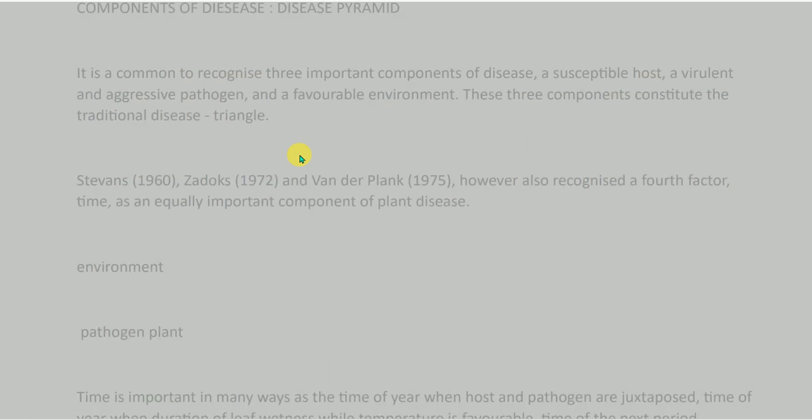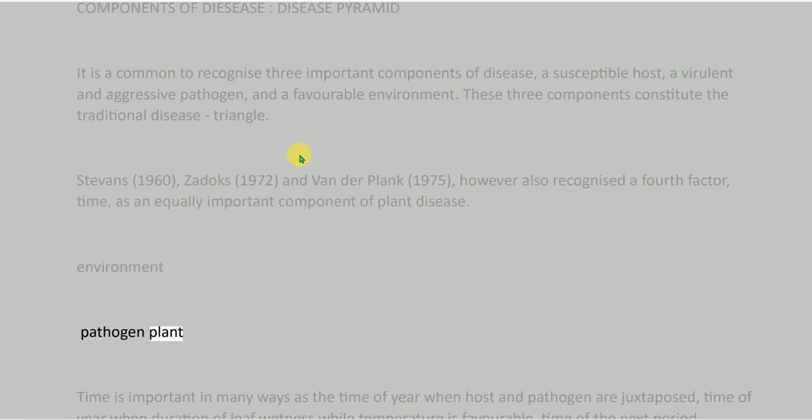Components of disease pyramid. It is common to recognize three important components of disease: a susceptible host, a virulent and aggressive pathogen, and a favorable environment. These three components constitute the traditional disease triangle. Stevens, 1960, Jarrold, 1972, and Van der Plank, 1975, however also recognized a fourth factor, time, as an equally important component of plant disease. Environment, pathogen, plant.